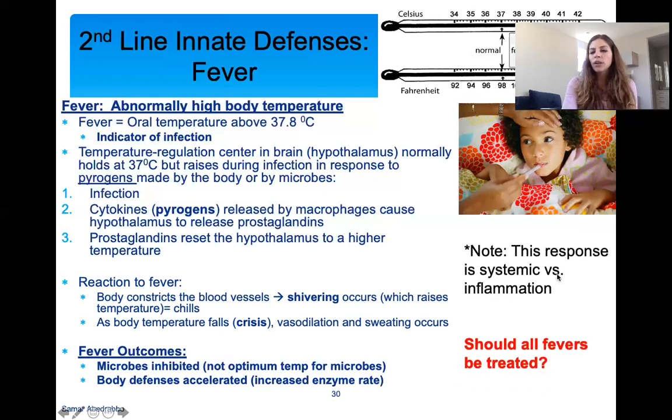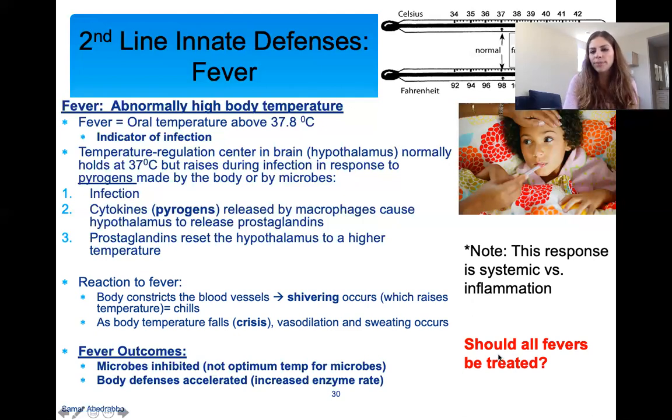So this response is systemic, meaning it's system-wide. It's not like inflammation. Inflammation, you can have like inflammation on your hand, inflammation in different parts of your body. Fever is all throughout your body. So we say that it's systemic.